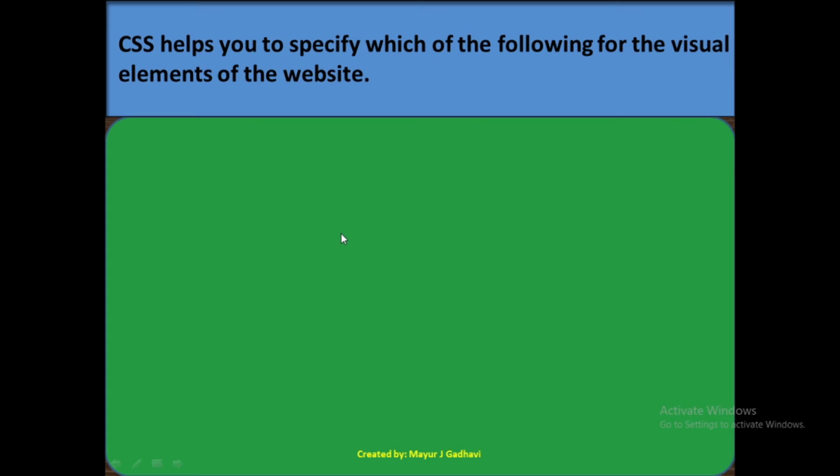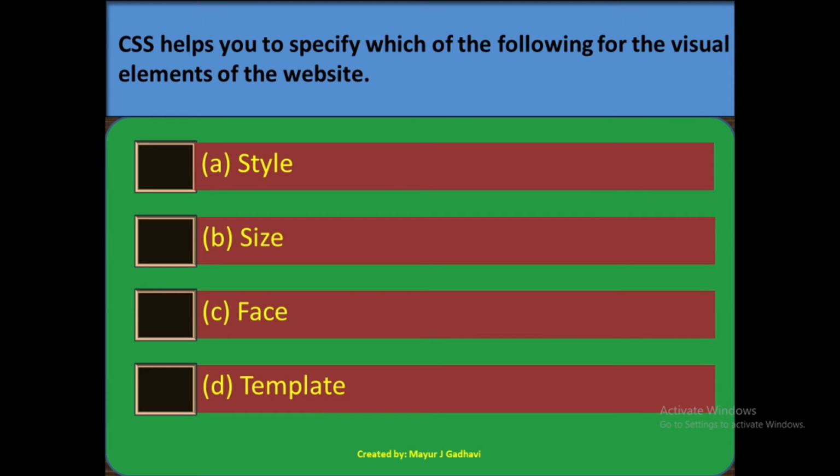Next, CSS helps you to specify which of the following for the visual elements of the website. The options are style, size, face or template. The correct answer is style.